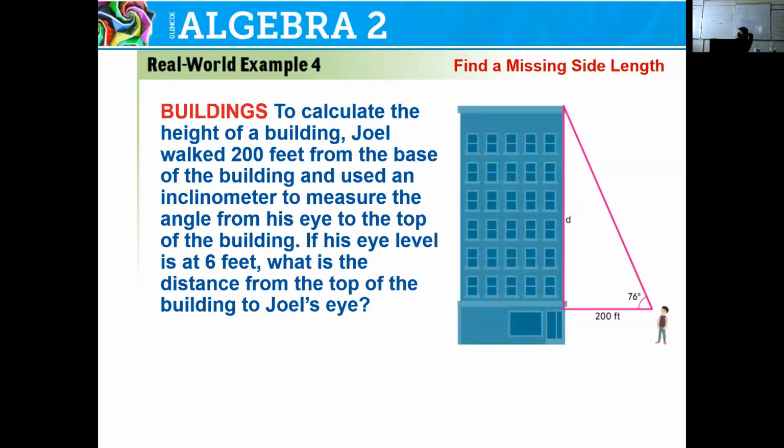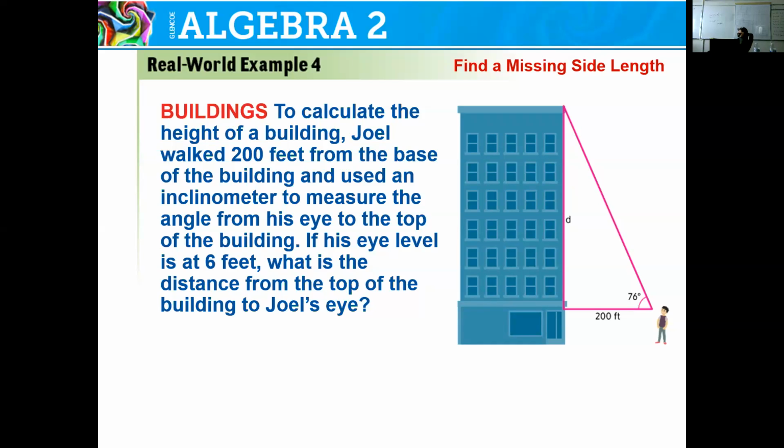Okay, real world example. This is where trigonometry can be very beneficial, right? Say you're a spy and you need to make sure you have enough rappelling line to get up there. You calculate it, figure out where you can shoot your grapple hook from. So to calculate the height of a building, Joel walked 200 feet from the base of the building and used an inclinometer to measure the angle from his eye to the top of the building. If his eye level is about 6 feet, what is the distance from the top of the building to Joel's eyes?